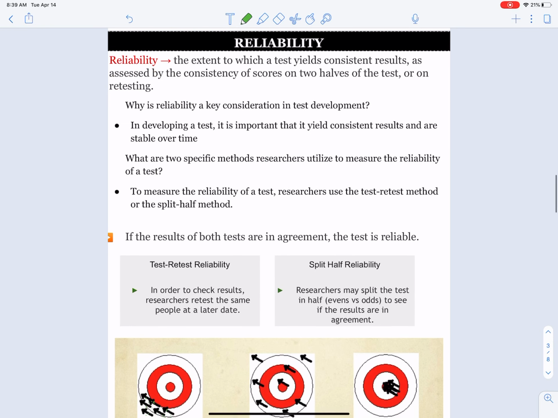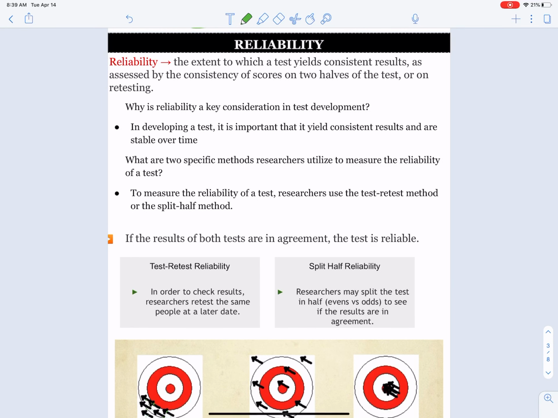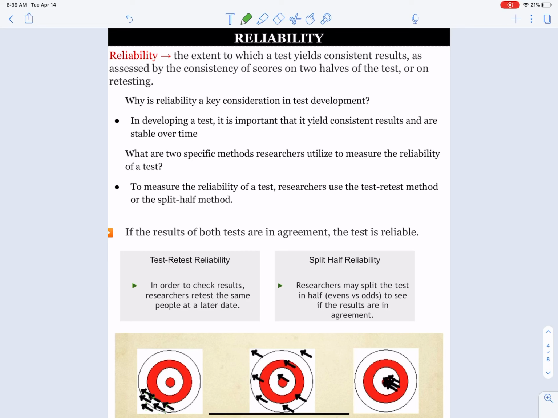All right, we have two other test topics and vocabulary words that are very, very important. Reliability. If you only pay attention to anything in this video, pay attention to the next couple minutes. Reliability is the extent to which a test yields consistent results. Is it reliable? You have consistency on two halves of the test, or you can retest to test for reliability.